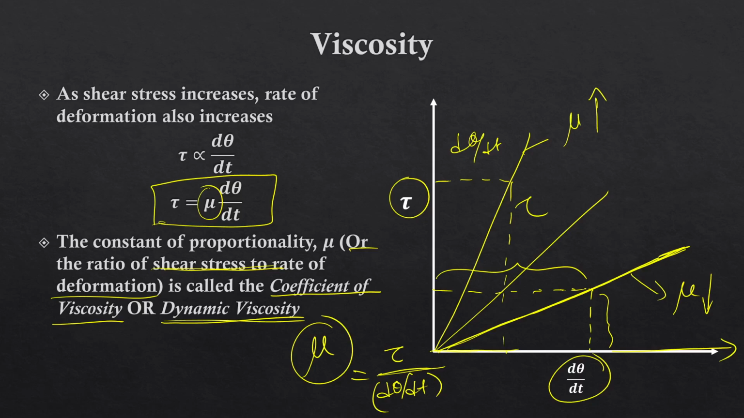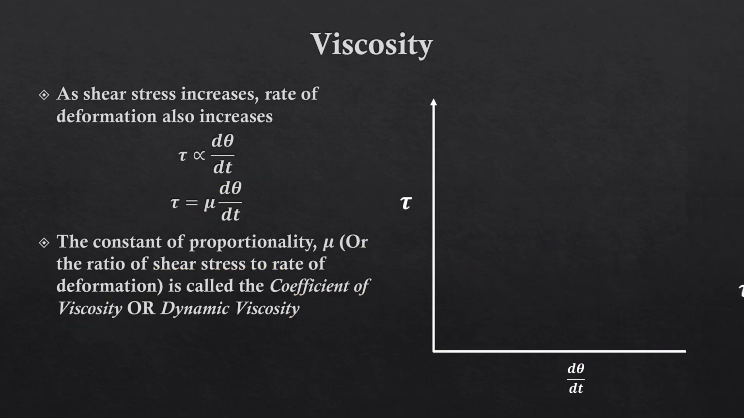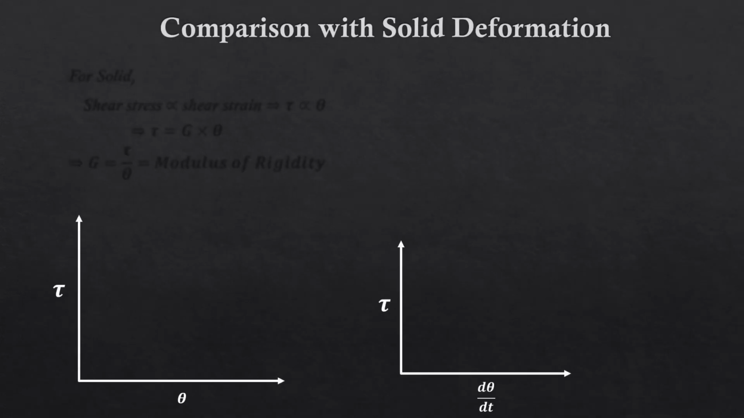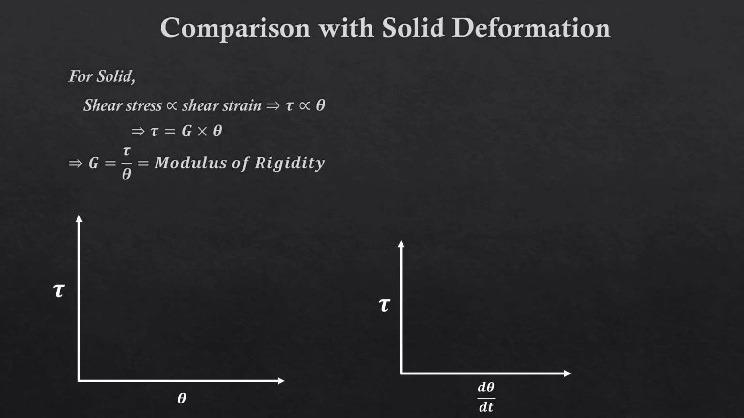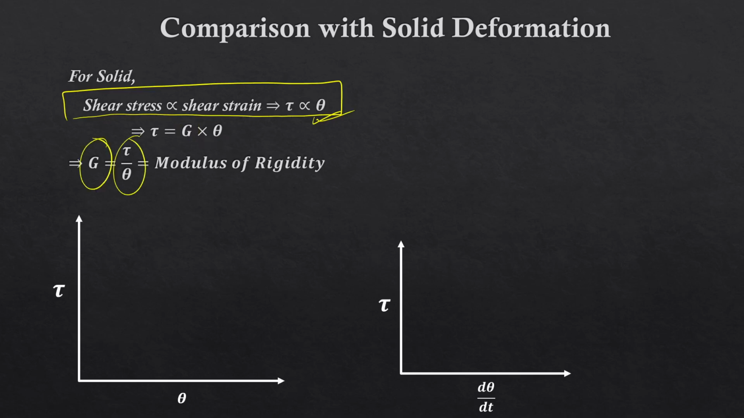Now let's try to compare this whole thing with what we have already learned in solid mechanics. That is, for solids, shear stress is proportional to shear strain that we know, that is tau is proportional to theta. And making it an equation, we got that tau is equal to G, which is the modulus of rigidity, multiplied by the shear strain, which is theta, and therefore the modulus of rigidity is tau by theta, or shear stress by shear strain.